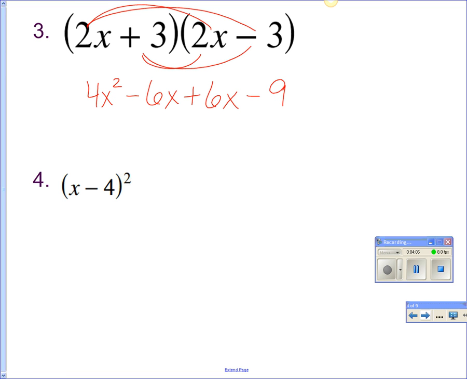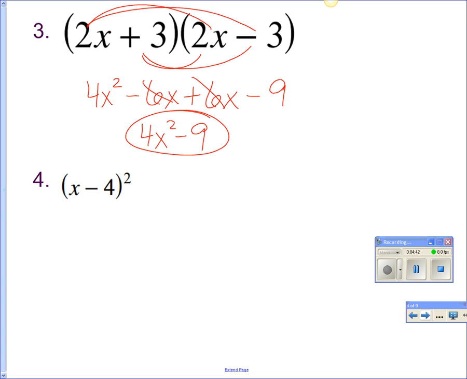All right, Dylan, what else do I need to do up here? And what does that give you? This one's negative and this one's positive. So what do they do to each other? They cancel out. So you're left with 4x squared minus 9. 4x squared minus 9. All right, number 4, x minus 4 to the second. X minus 4 to the second.